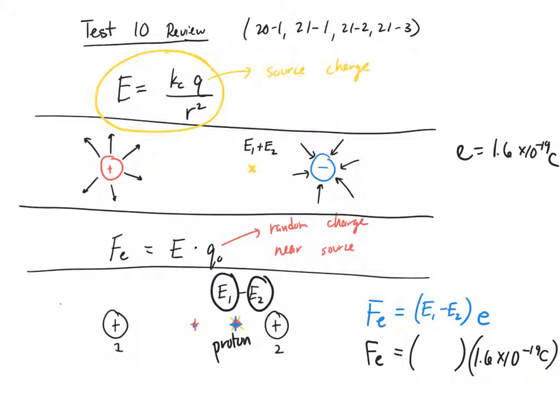Okay? It's closer to the one on the right, but the one on the right is repelling it. Therefore, the overall field would definitely be to the left. E2 will be larger than E1, and therefore our overall field will end up as a negative, meaning it's just going to move to the left. Okay, to the left.